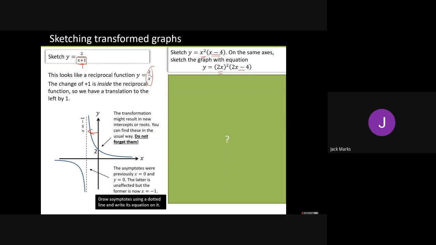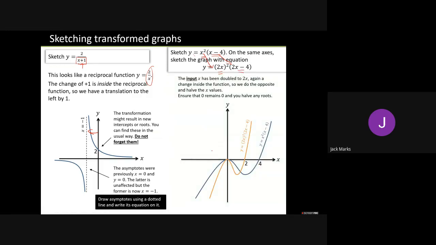In fact, I would even encourage you to pause the video here and have a think. What's happening? Is the whole thing being affected, or is it the x's that are being affected? So hopefully there you can see, or you spotted, each x is being multiplied by 2. The minus 4 stays the same, so this is a clue that this is inside the function. Stretch by scale factor a half in the x direction.